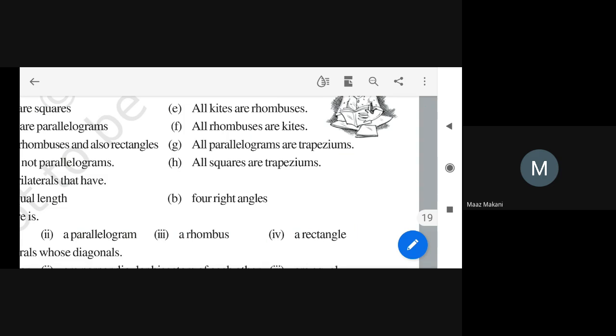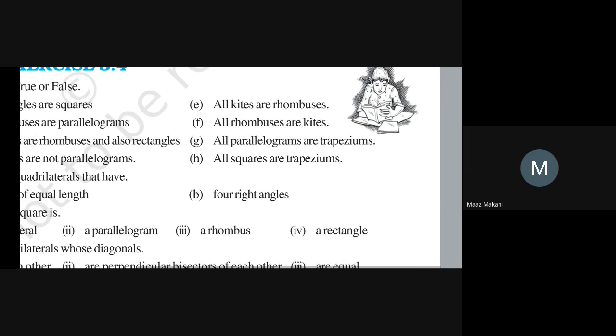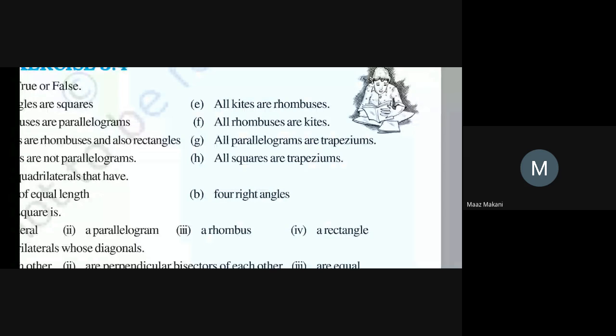Then next question, all rhombus are kites. It is true because the properties of rhombus are more than kite. And then all parallelograms are trapezium. It is also true because the properties of parallelograms are more than trapezium. And then all squares are trapezium. It is also true because all the properties of trapezium are fulfilled by square.